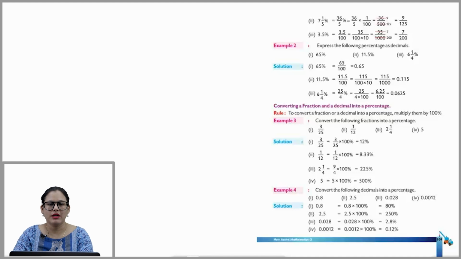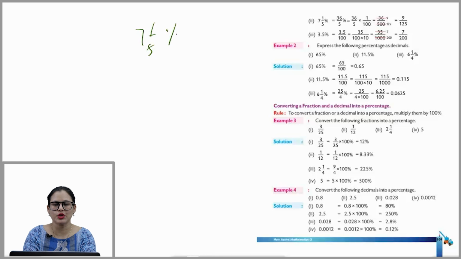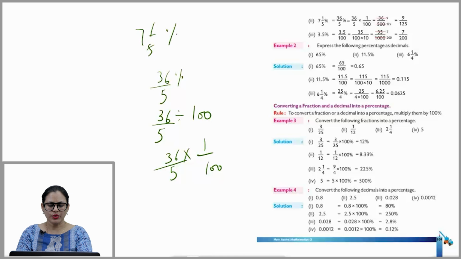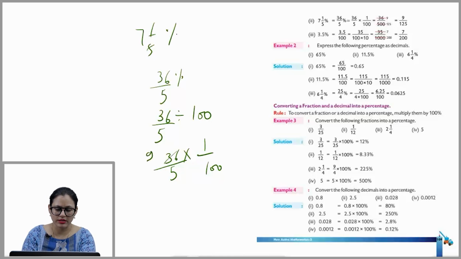Next is 7 whole 1 by 5%. First, we will convert it into improper fraction, that is 7 5s are 35 plus 1, 36 by 5%. Now 36 by 5 divided by 100, and 36 by 5 into 1 by 100. Now you can reduce it to lowest terms. 4 9s are 36 and 25. So 9 by 25 5s are 125. So 9 by 125 is the fraction.